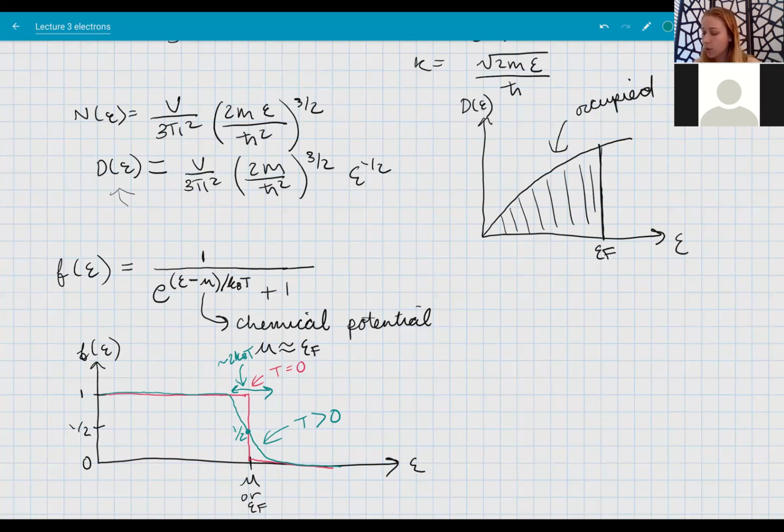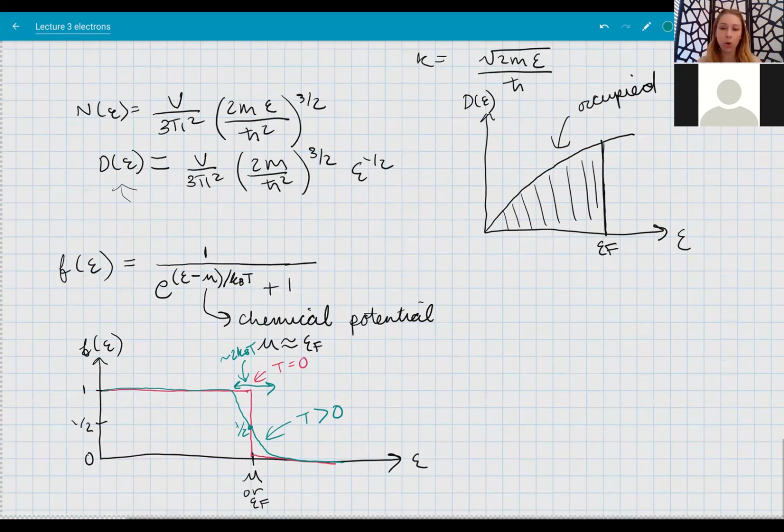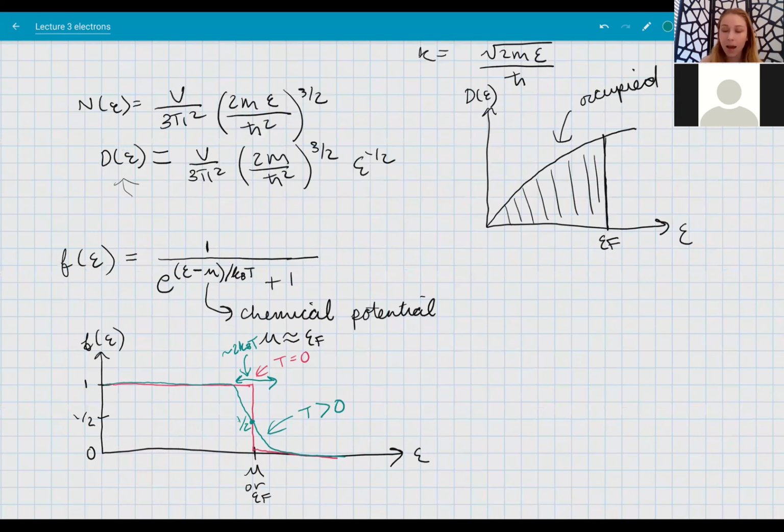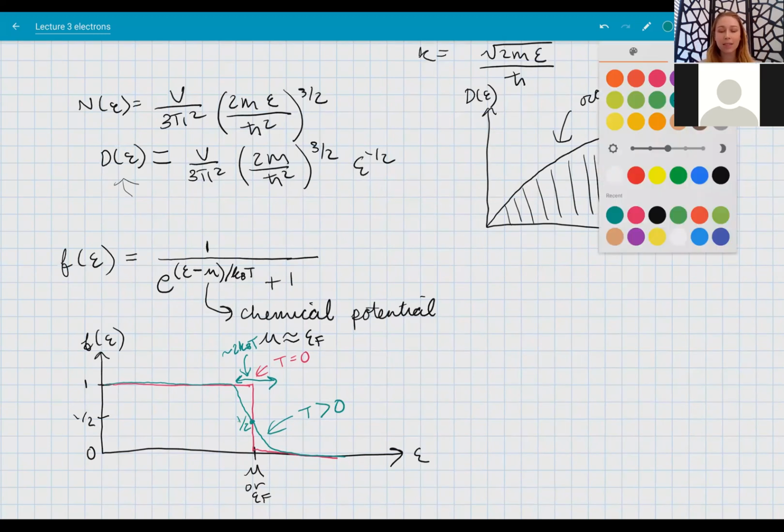Let's see, what else did I want to say about the Fermi-Dirac distribution? Okay, yeah, so what it physically represents is an occupation probability. For example, if you are an electron at this energy, there is almost 100% probability that the state that you are in is occupied.